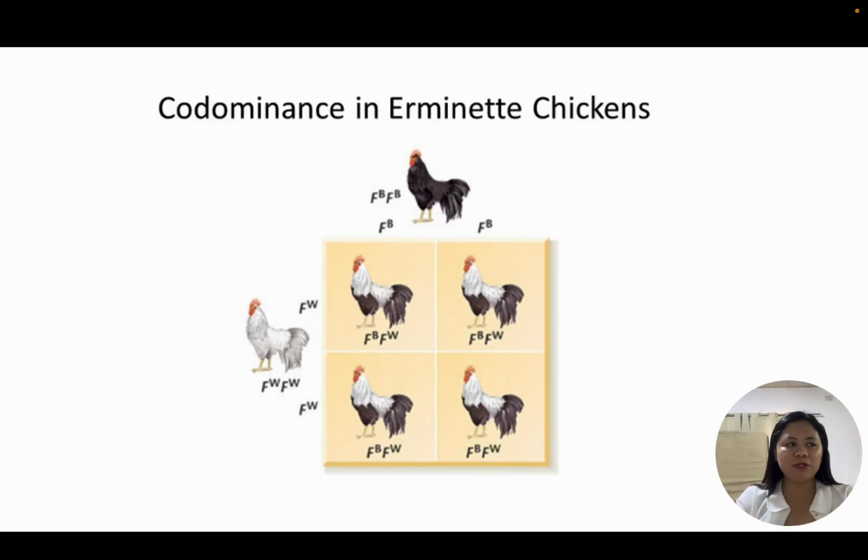So this pattern of inheritance occurs when none of the alleles is again identified as either dominant or recessive. Codominant colors appear in erminette chickens with unblended black and white feathers, resulting from a cross between a pure black feathered chicken and a pure white feathered chicken. Okay.